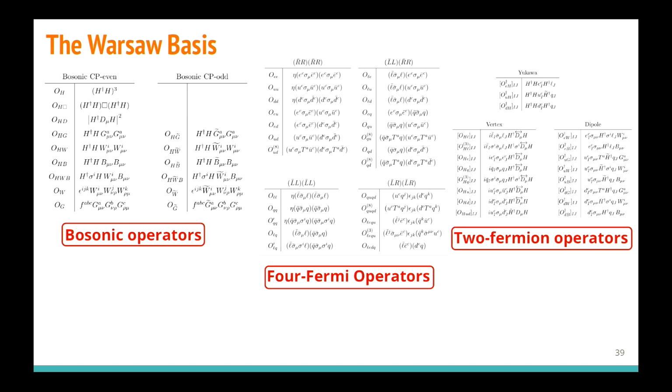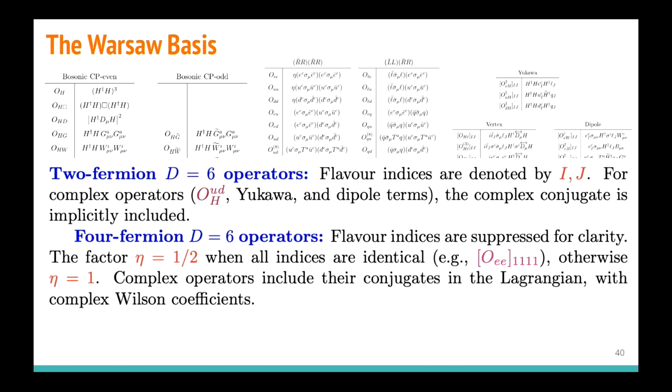So these are the Warsaw basis operators, I just wanted to flash them. These are the different kinds of operators. We have the bosonic operators which comprise only the bosonic fields, the Higgs field, the B fields, the W fields and the gluon fields, and also the CP odd fields, and then the field strength tensors. Then we have the 4 Fermi operators. So these are all the different kinds of 4 Fermi operators, and then we have the two fermion operators, where we have the Yukawa kind of operators with the Higgs and the fermions, the vertex kind of operators, and then the dipole kind of operators. These are the various kinds of operators at dimension 6 which come about in the Warsaw basis.